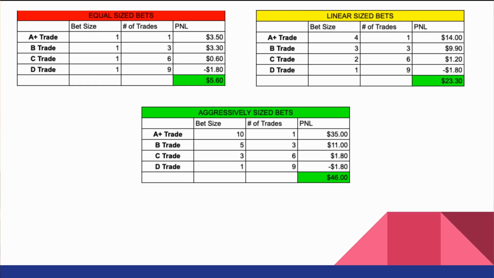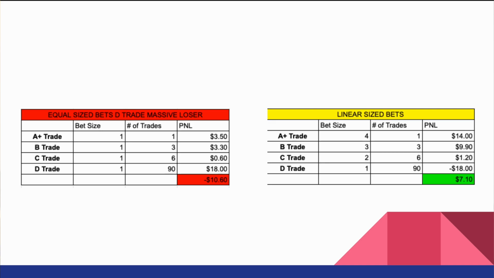So now if we move from linear to aggressive, you'll see that instead of making $23 being linear, you would now make $46. So now if you're not fully convinced, let's add some more bad trades in there. Let's say instead of 9 D setups, you're going for 90 D setups. Now you just turn from a profitable trader to an unprofitable trader, if the bet size stays the same. Now, not even using the aggressive size, but the linear size, you now turn profitable all over again.